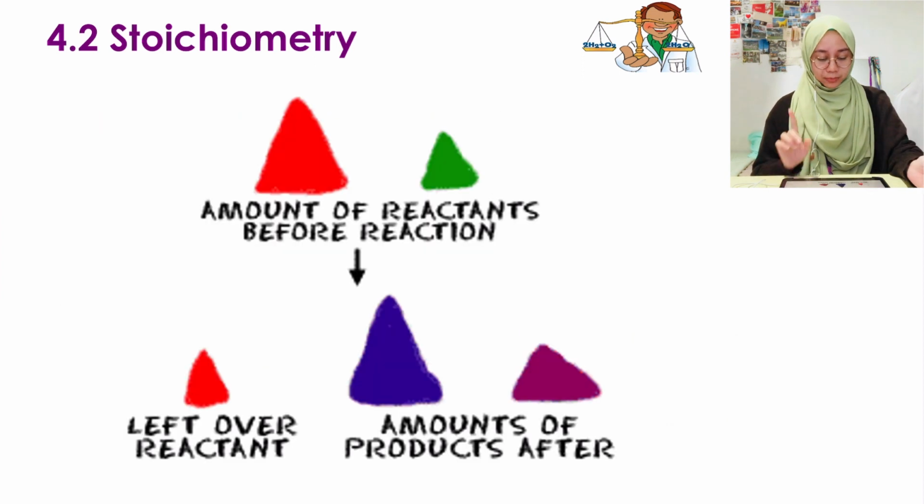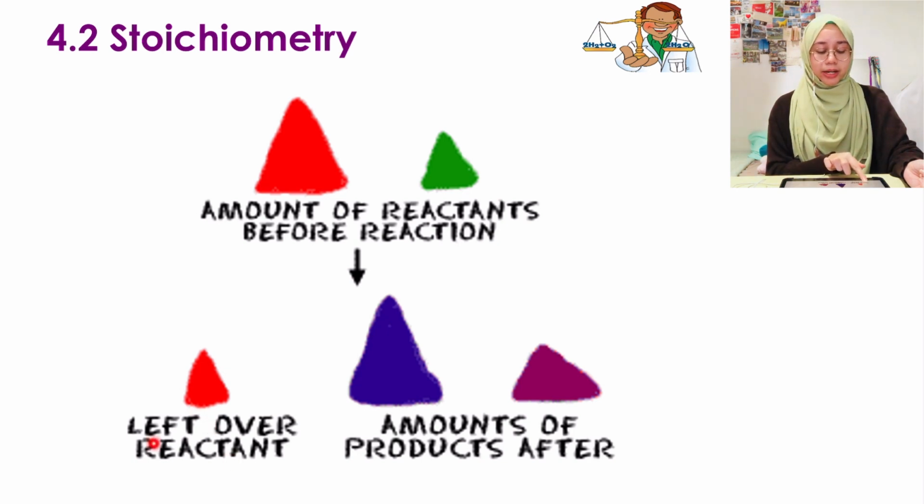Okay, so this one pula in terms of chemistry. So let's say you have the red reactant reacts with the green reactant. So it will produce the blue product and also the purple product. But then at the end of the reaction, you can also see, oh ada merah ni ada baki.